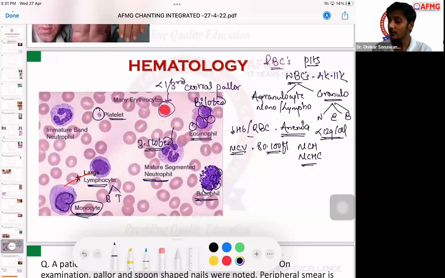No issues with this. So definitely, if the hemoglobin count decreases, the color of the RBCs would be more pale, right? And therefore it is called hypochromic anemia.